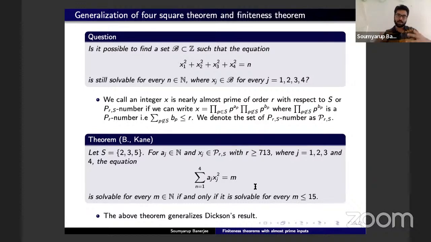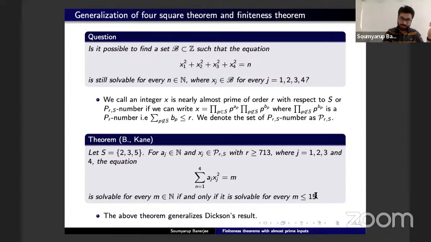So basically what we have done here is generalize Dixon's result in such a way that, if we consider this diagonal quadratic form, the sum of aj xj squared, it can represent every integer where xj is a PRS number, where r is bigger than or equal to 713. Of course, P713S is contained in P714S, and contained in P715S and so on. So finding the lower bound of r is our main target. For xj belonging to PRS, we can say that this equation is always solvable if and only if it is solvable for every m less than or equal to 15.